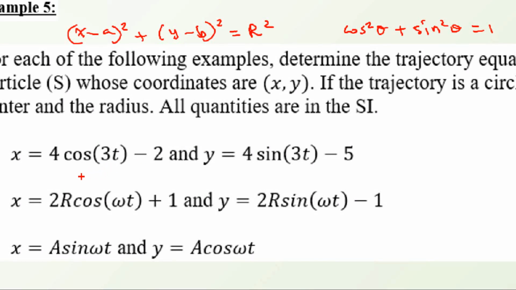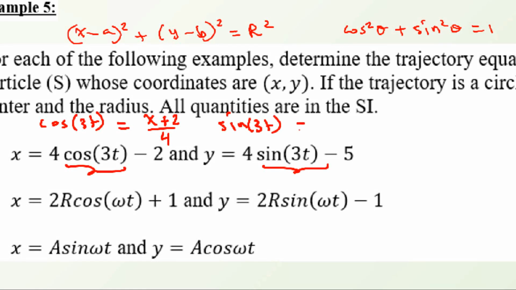Now the key point in solving this problem is to isolate cosine and to isolate sine and replace them in this equation. So in this case, if you move negative 2 to the other side and divide by 4, then cos 3t would be given by (x + 2)/4. And for this one, if you take negative 5 to the other side and divide by 4, that would give us sin 3t = (y + 5)/4.